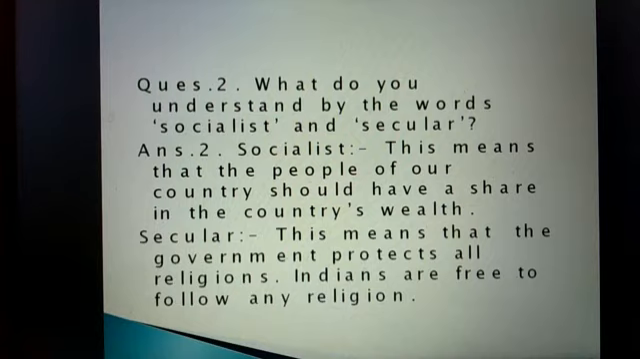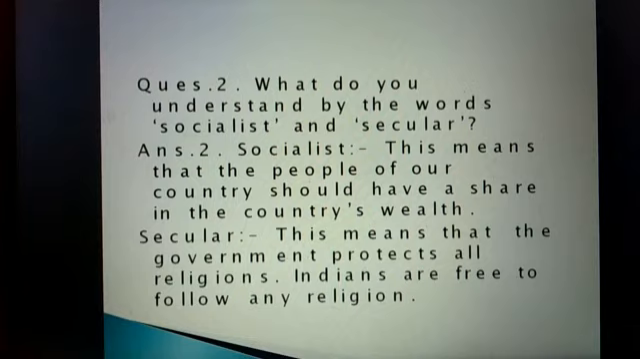I'll repeat again. Question number 2, you have to write with a black pen. What do you understand by the words socialist and secular? Answer 2, socialist. The word socialist you have to write with a black pen, and the rest under that socialist you have to write with a blue pen, okay? So socialist. This means that the people of our country should have a share in the country's wealth.